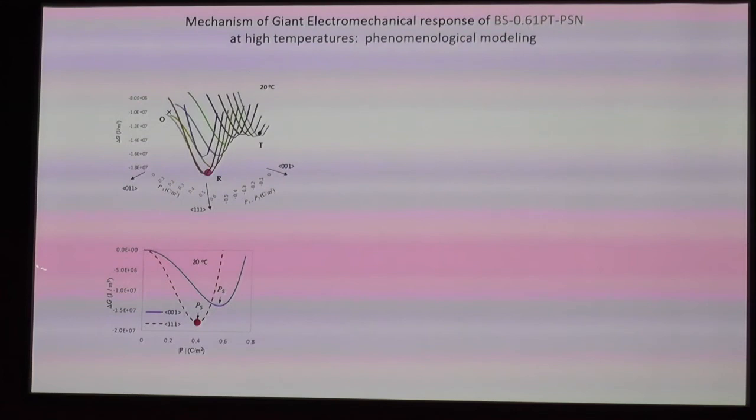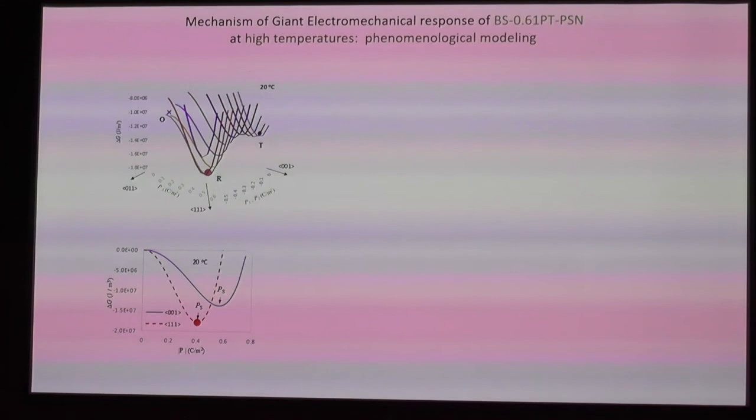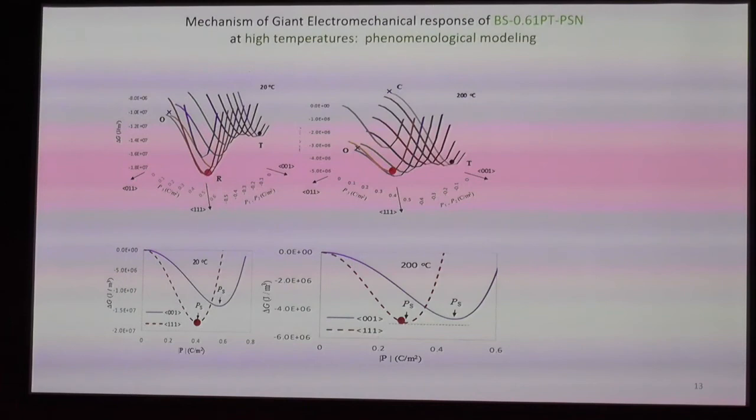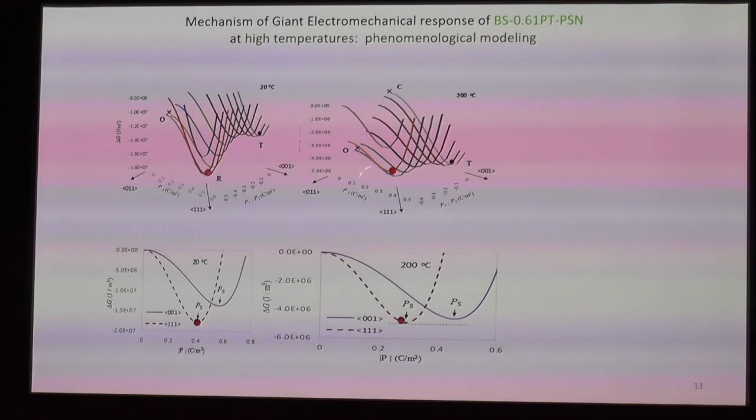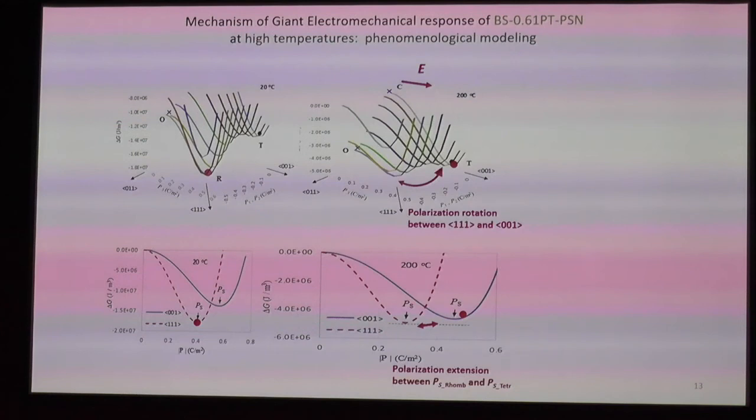And here are the profiles of the potential in the 111 and 001 directions, showing the metastable tetragonal phase and the stable rhombohedral phase. What happens when we heat the material up to 200 Celsius? You can see that the energy of the tetragonal phase becomes lower in comparison with rhombohedral, and we have a very small energy barrier between these two phases. And when we look at these profiles, we can see that the barrier is small. If we apply electric field along the 001 direction, we can expect a field-induced phase transition from rhombohedral to tetragonal symmetry.